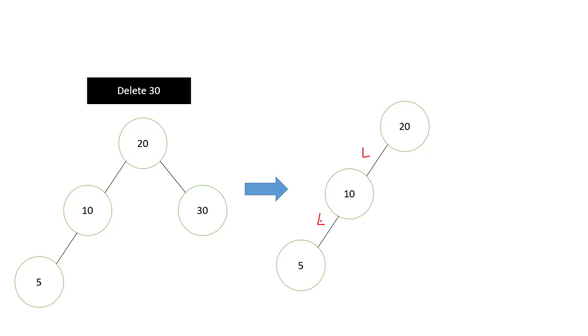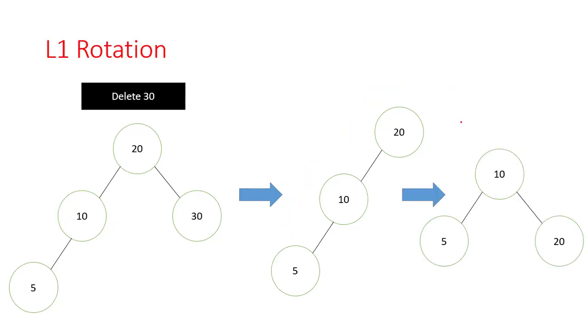So when we have LL imbalance, we have to apply rotation on the right side like this. Similarly, in the L1 rotation also, we have to apply a rotation to the right side like this. After L1 rotation, we will get the resultant tree like this. Now check the balance factor of all the nodes. The balance factor of 5 is 0. The balance factor of 20 is 0. The balance factor of 10 is 0.